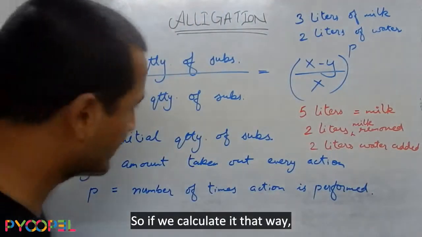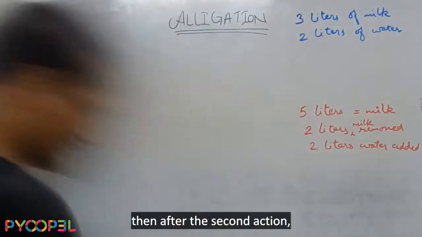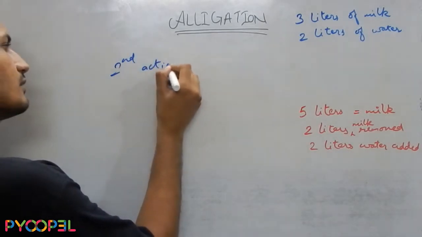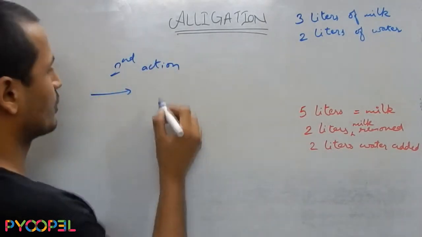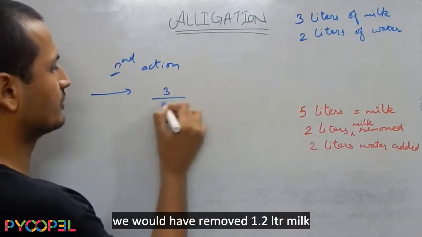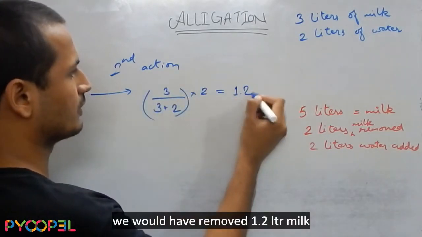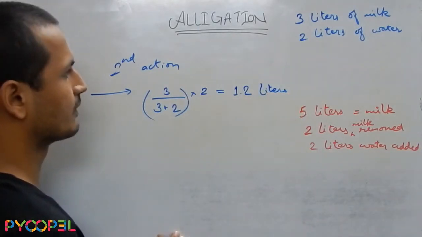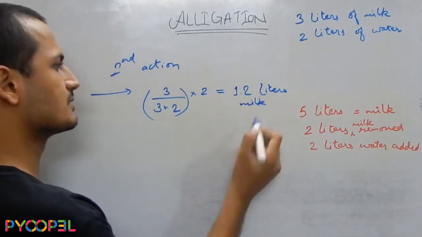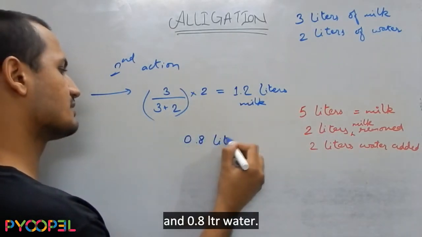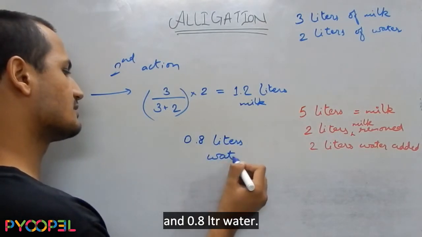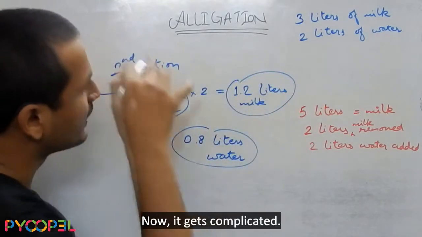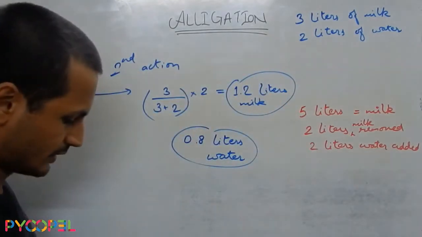So if you calculate it that way, then after the second action, we would have removed 1.2 liters of milk and 0.8 liters of water. See, now it gets complicated.